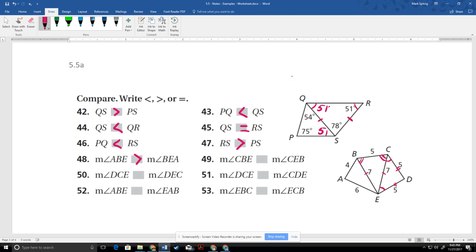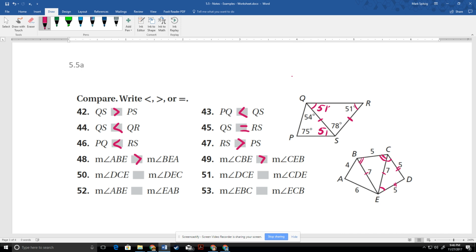CBE, and they're part of the same triangle, so that's okay. CBE is this angle, and CEB. Well, this is opposite 7. This is opposite 5. So this one's going to be bigger. CBE is going to be greater.